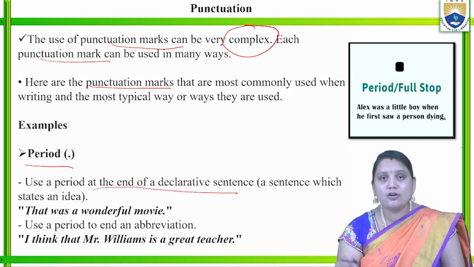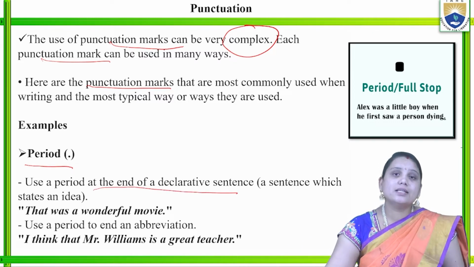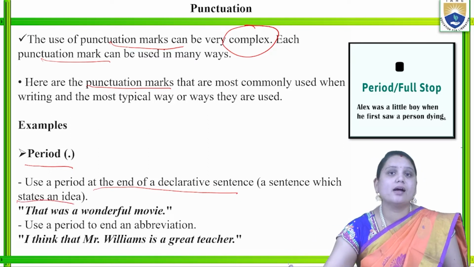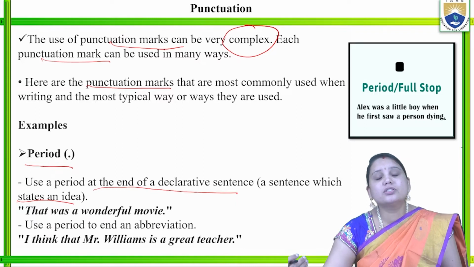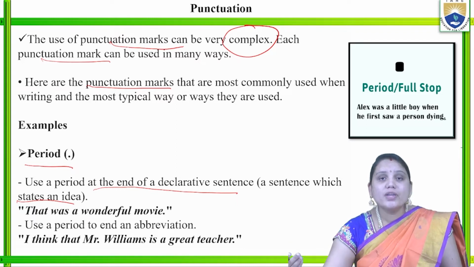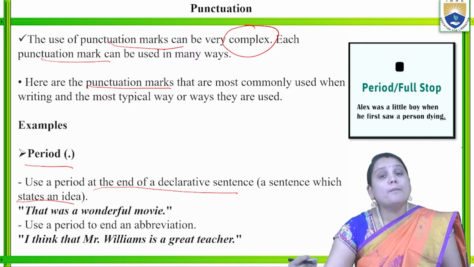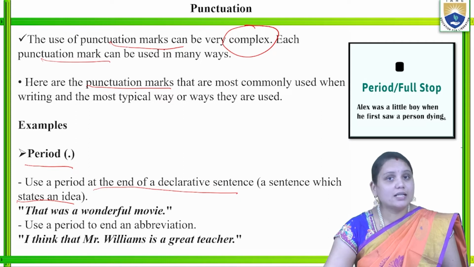Use a period at the end of a declarative sentence. What is a declarative sentence? A declarative sentence is a statement which we make, isn't it? A sentence which states an idea, which states a thought, which states an expression. So, we are going to use the period at the end of a declarative sentence. Declarative sentences can be of different expressions, thoughts, ideas. The way you put forward your expression, your thought, to project your idea in the way of a declaration is called the declarative sentence.